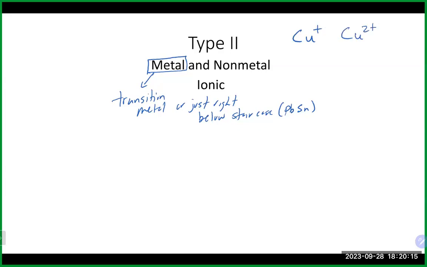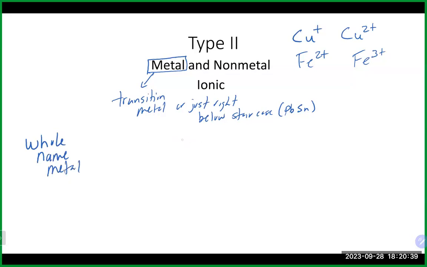In some cases, copper can make a +2 charge. Iron, for example, could do +2. Iron could do +3. So the additional thing that we need to do when we name these guys is it's very similar to type 1, other than we have to tell people what the charge is on the ion. And we will use still the whole name of the metal.